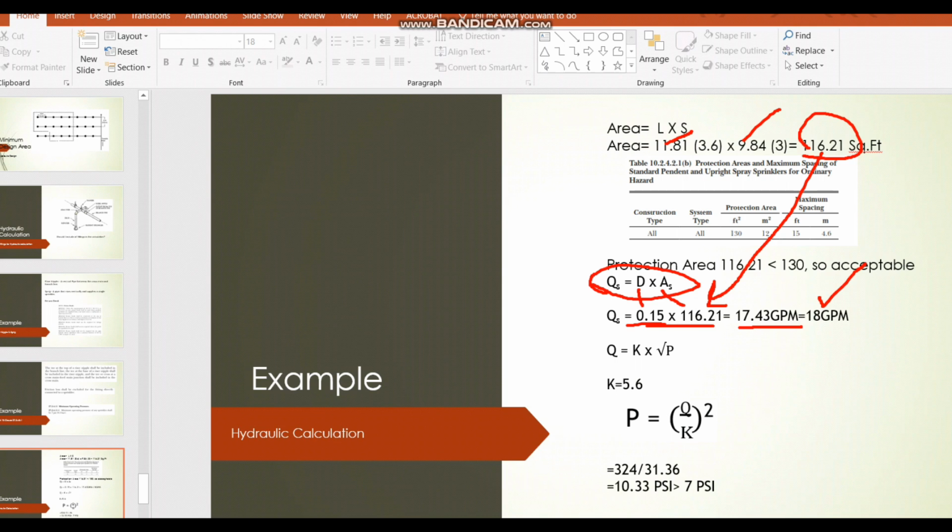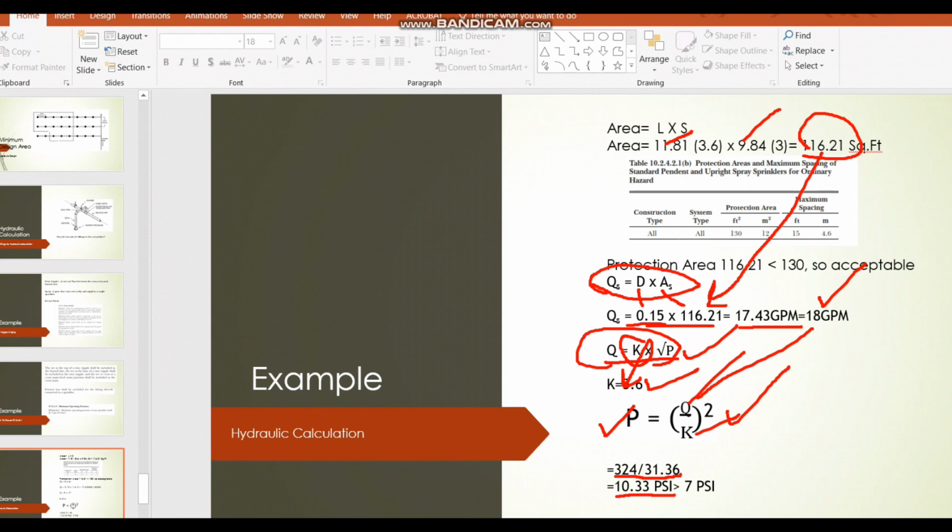So we know the formula Q is equal to K into root of P. So in our case, the K factor for the sprinkler is 5.6. In the next video, I will explain how to find out the K factor for the different sprinklers and different applications. For the time being, consider K factor 5.6 for this application. So from this formula, I can make P is equal to (Q by K) squared. So the Q we know is 18 GPM, and the K we know is 5.6. The square of both, it is 324 by 31.36, and it will be 10.33 psi.